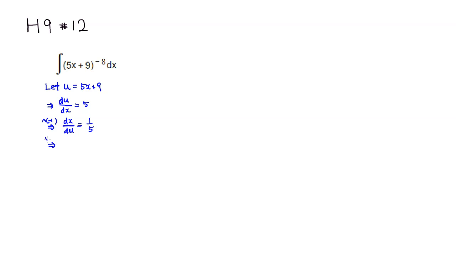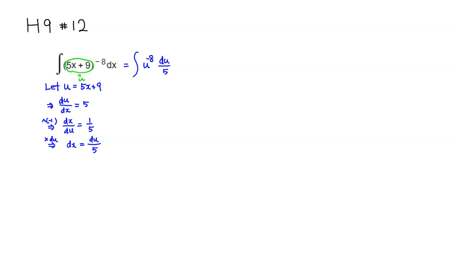Then we're going to multiply through by du so that we have dx isolated. So it's going to be du over 5, right? So we decided to call this 5x plus 9, so this is our u. So we can rewrite this indefinite integral as u raised to the negative 8. But the dx is equivalent to du over 5, right?